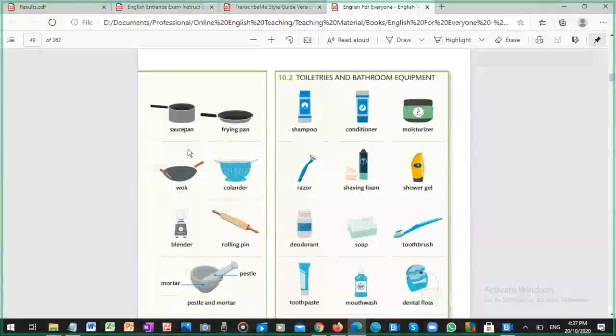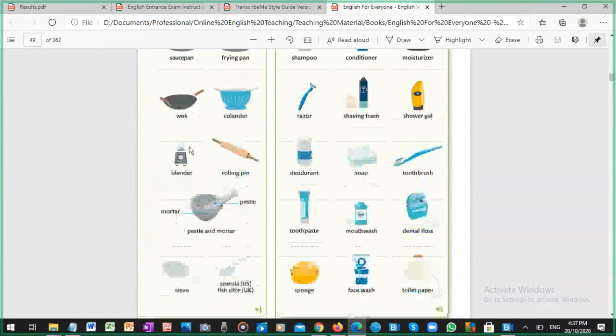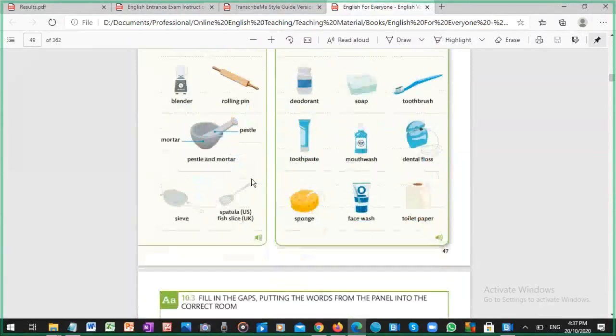Then we have a saucepan. Well done. Then a frying pan. Then a wok. Then a colander. Then a blender. Then a rolling pin. Then a pestle and mortar. Well done.